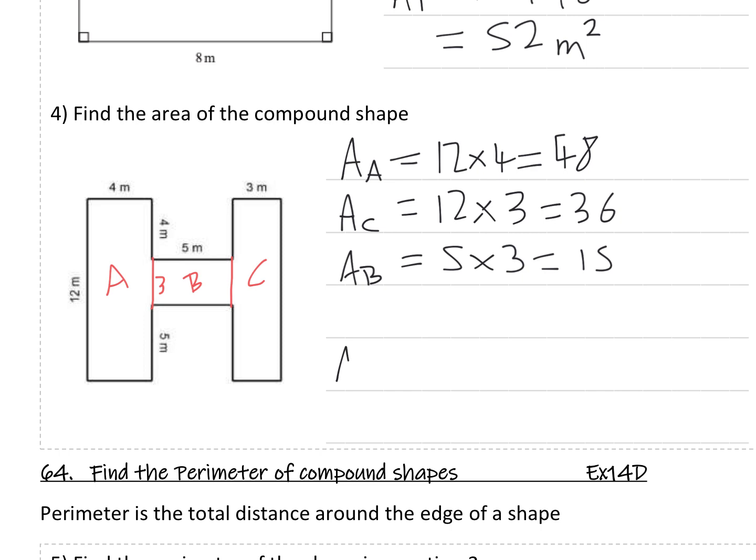The total area then would be your 48 plus your 36 plus your 15, and that gives you 99. The question is in meters, so an area would be meters squared.